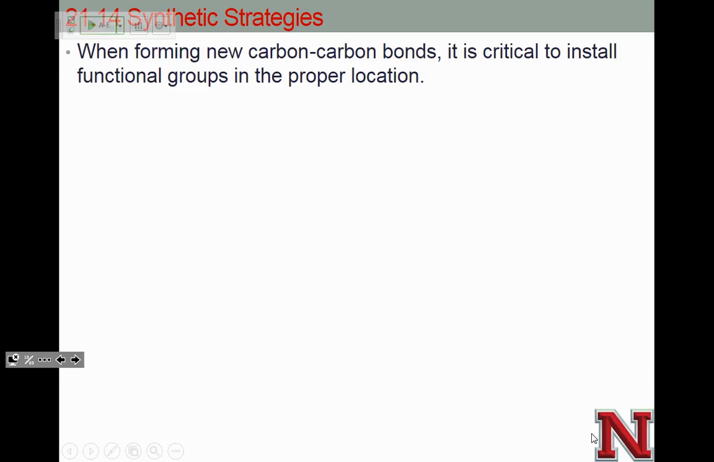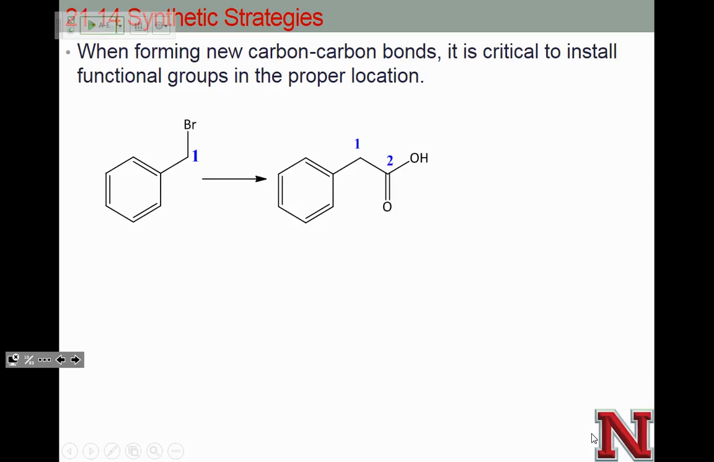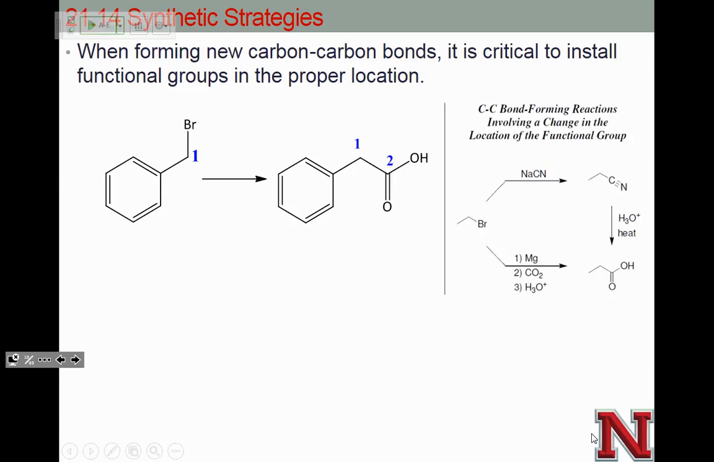So when forming your carbon-carbon bonds, it's important to know where your functional group location is and make sure it's in the right location. So if we look at this example, we clearly have a new carbon-carbon bond. We started with one carbon, and we end up on the second carbon. So our functionality, our carboxylic acid, is actually on carbon 2.